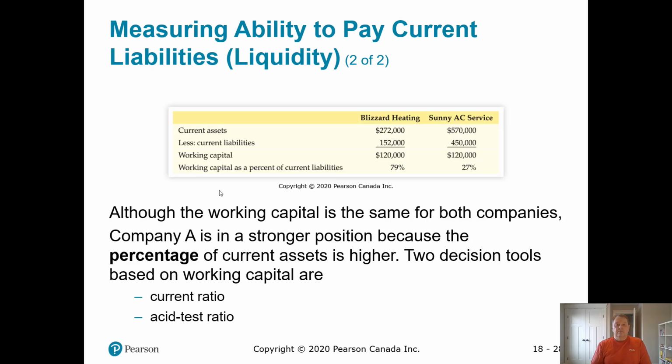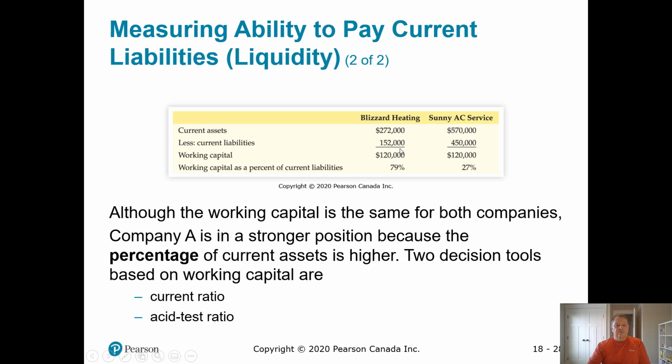So in this case, both companies have 120,000 in working capital. One has 272,000 in current assets and 152,000 in current liabilities. And this one has much bigger numbers. So their working capital as a percentage of current liabilities is much better in this Blizzard Heating than it is in Sunny AC Service.